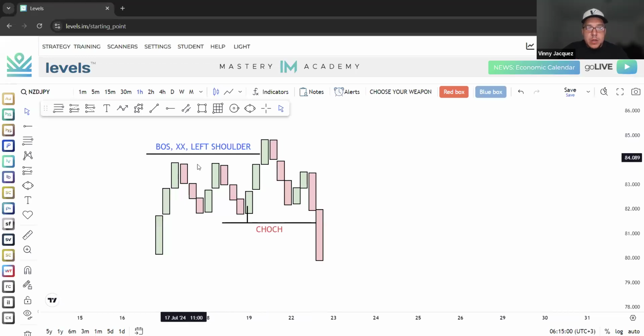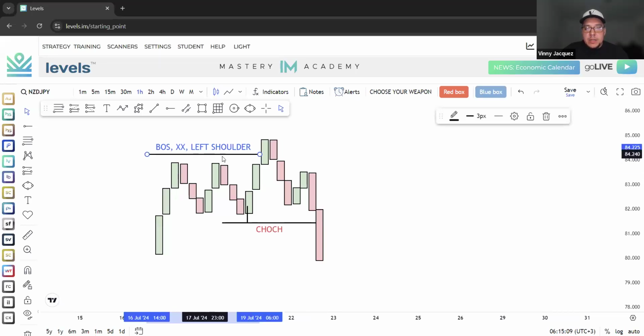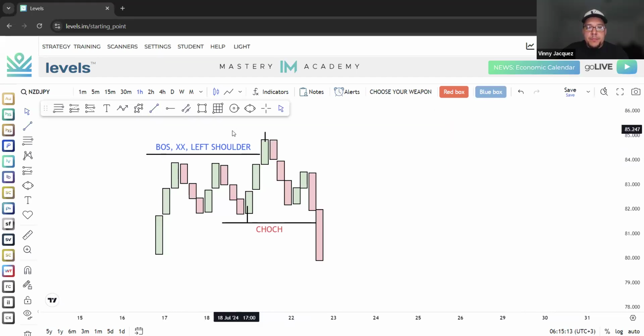So I want to focus on the left shoulder for a little bit, right? I want everybody to understand the left shoulder. So we know that this very last BOS, this is our shoulder, and the high is going to be my head, right?